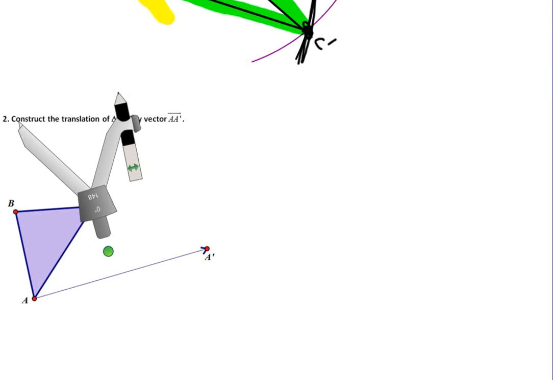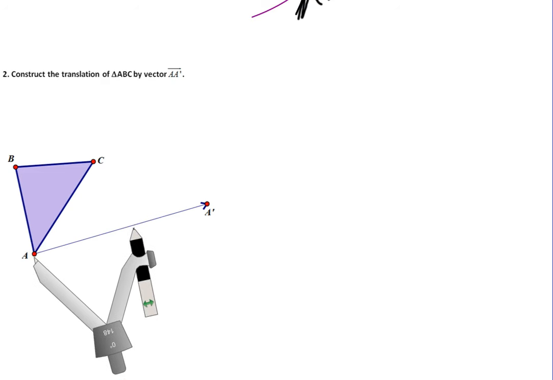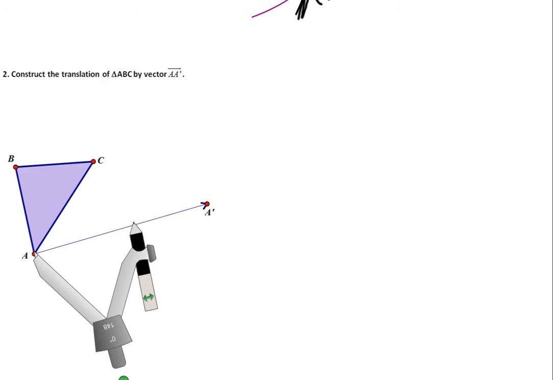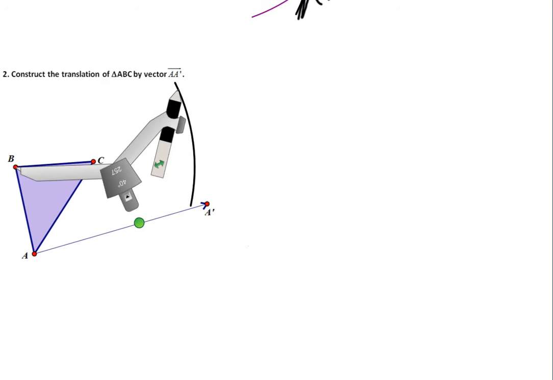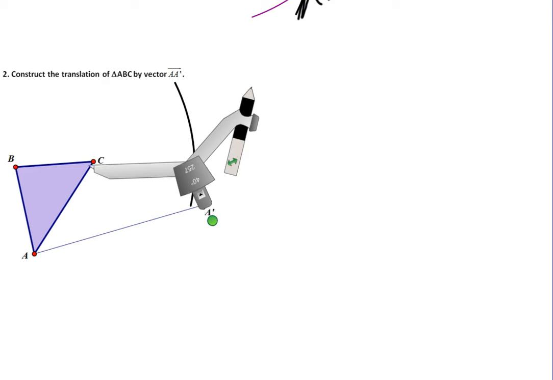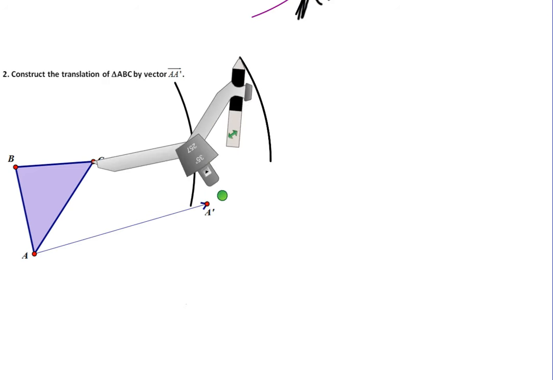So first off, we need to measure the distance of the vector. So put the pointer on A. The vector is just this arrow here. Open it up until we get to A prime. Then we're going to slide this over to B and make an arc. We're going to slide it over to C and make an arc. These are all in the same general direction that I anticipate the vector going.